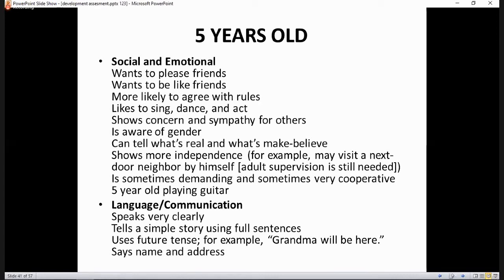And they can also play with the guitar. The 5 year old child speaks very clearly. They can tell us simple stories. They can use the future tense, like "Grandmama will be there." They can say their name and address.